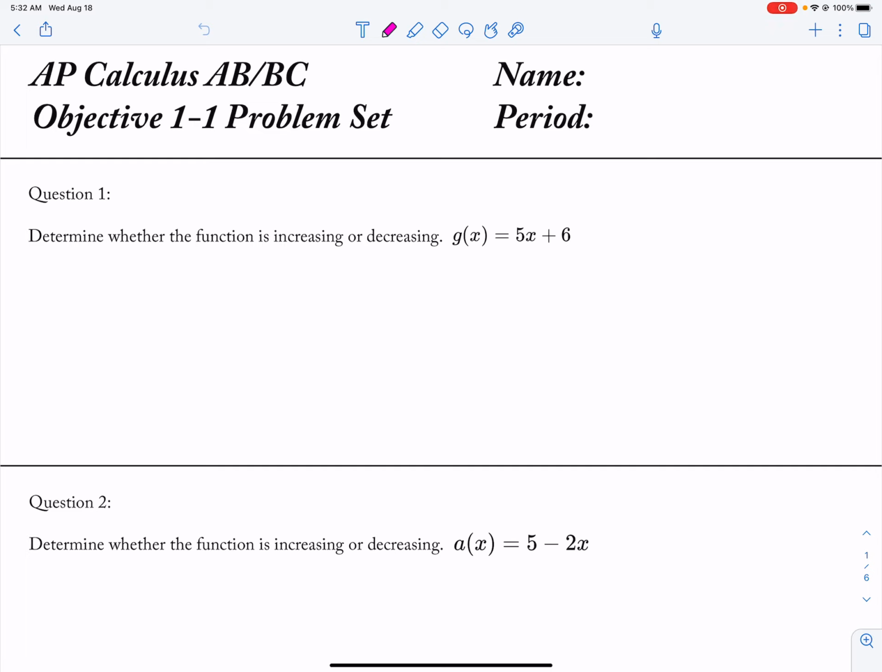When you look at the equation of a line and look at your slope here, the slope being positive will tell you that the function is increasing, and the slope being negative tells you that it's decreasing. So this function is increasing because the slope is positive. Okay.